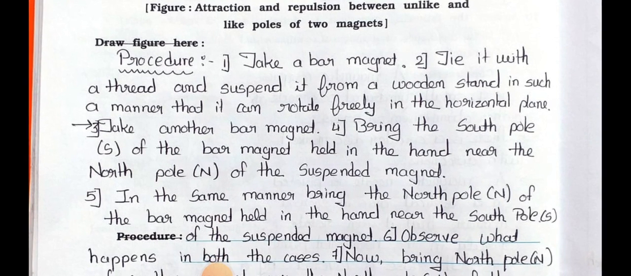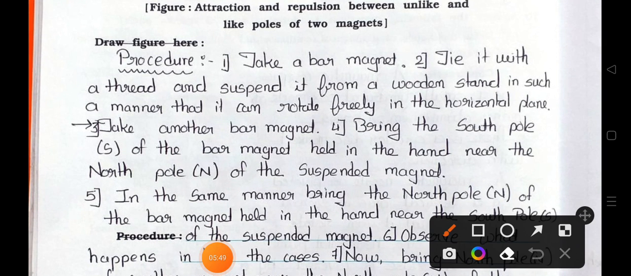Take a bar magnet, tie it with a thread and suspend it from a wooden stand in such a manner that it can rotate freely in the horizontal plane.